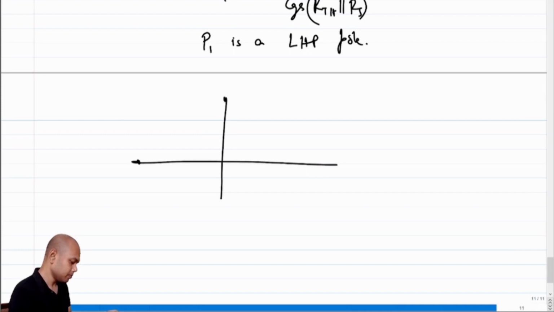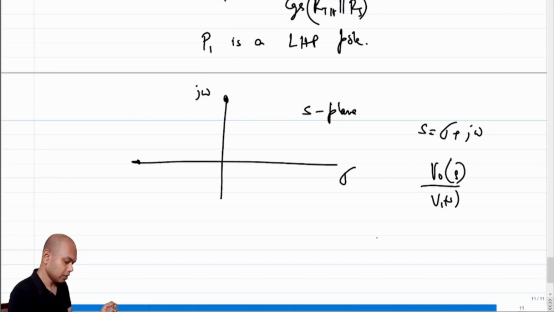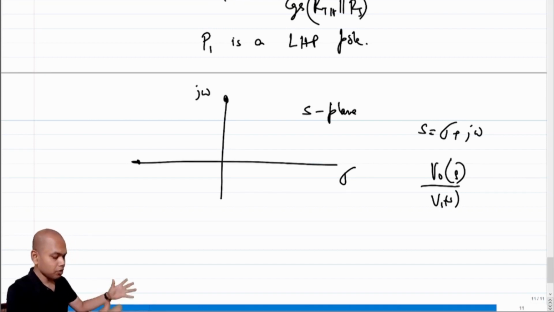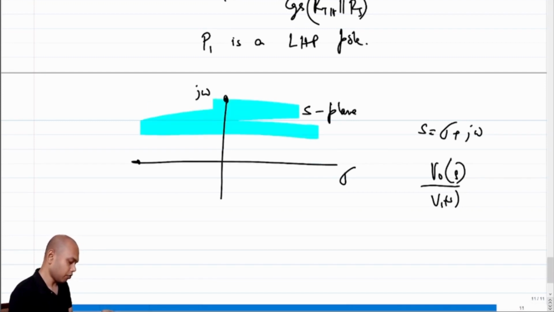We are essentially saying that in the S plane, where S is equal to sigma plus j omega, this is sigma, this is j omega, if we evaluate our transfer function V0(S) over Vi(S) for all values of S, which means essentially that we are evaluating our transfer function for this entire S plane.